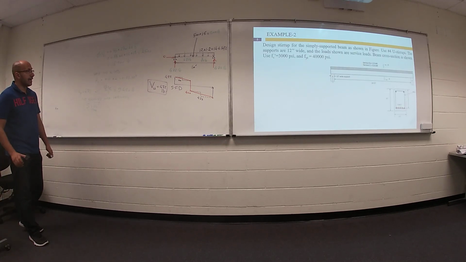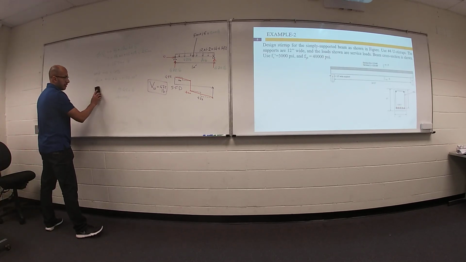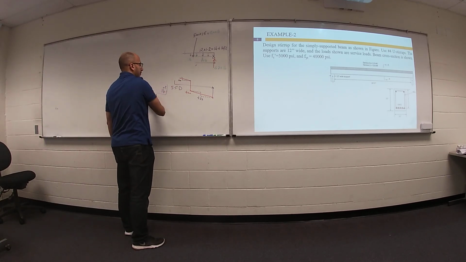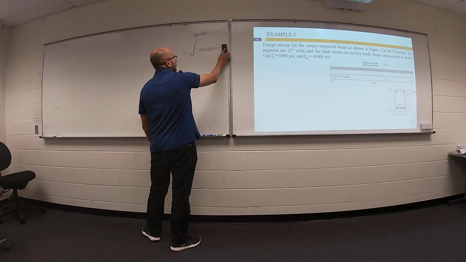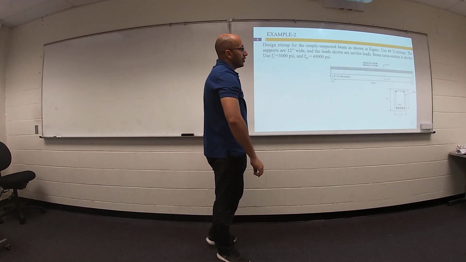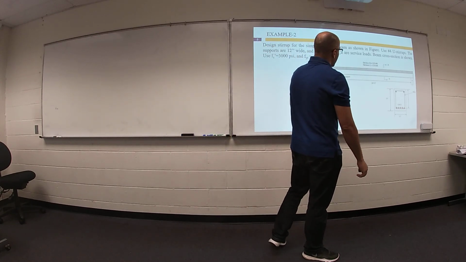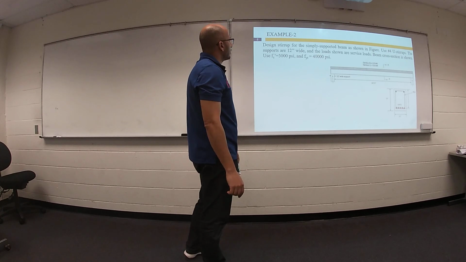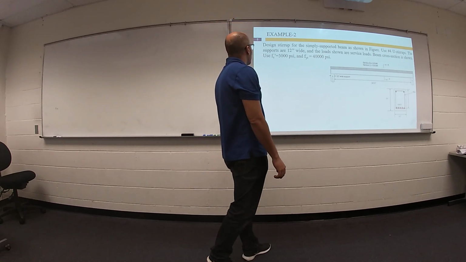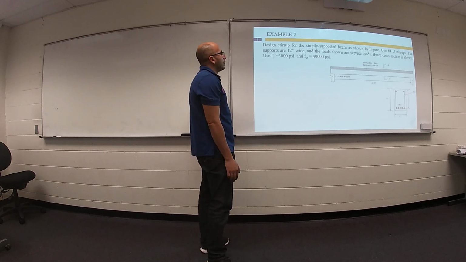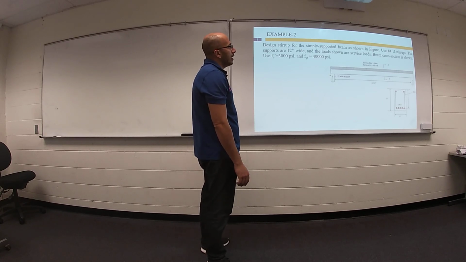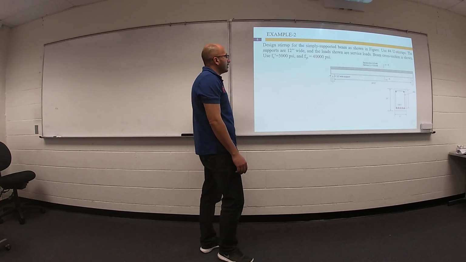Second example. We have a uniformly distributed load on a beam. Design stirrups for the simply supported beam as shown, use number 4 stirrups. The supports are 12 inch wide and the loads shown are surface loads, beam cross section is shown, FC prime and FY.